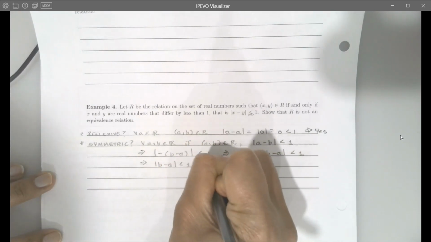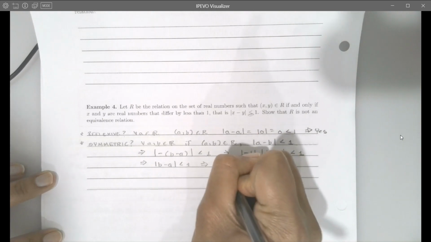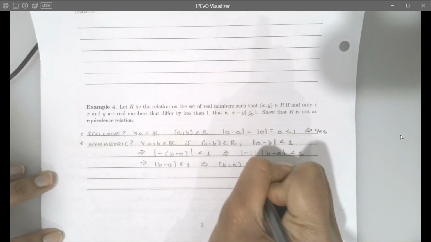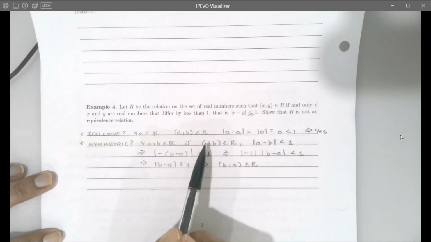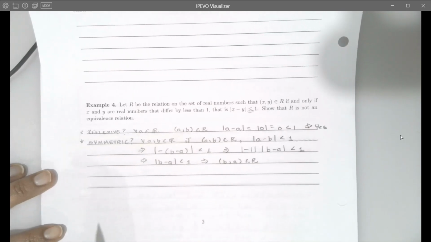So because this is the case, that means that B comma A will be part of the relation whenever A comma B is part of the relation.